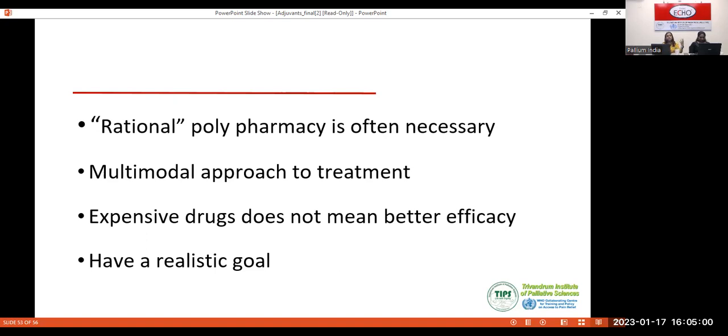And expensive fancy drugs do not mean that they are more efficient. The basic drugs like paracetamol or ibuprofen or amitriptyline are the cheapest drugs, and those are wonderful drugs. And sometimes we may not be able to give zero pain, so it is better to have a realistic goal. You can aim at it, you can try for it, but sometimes in neuropathic pain you may not reach zero. So have a realistic goal and discuss it with the patient.